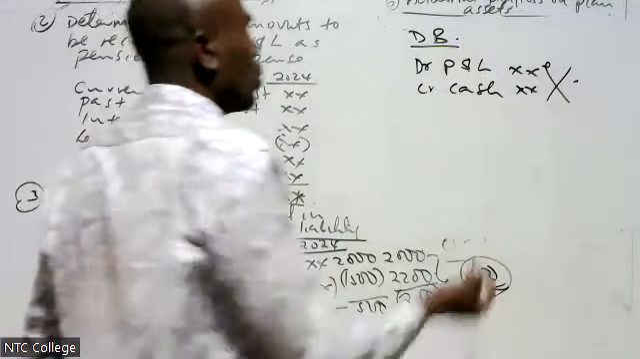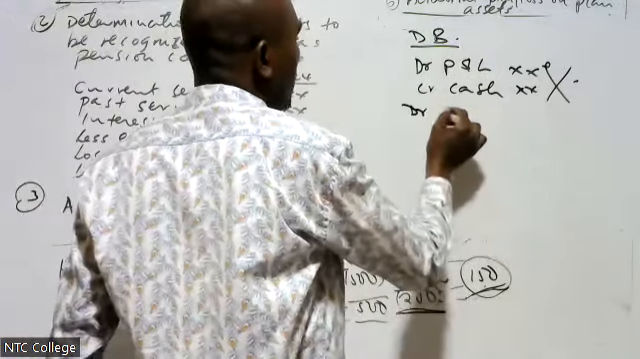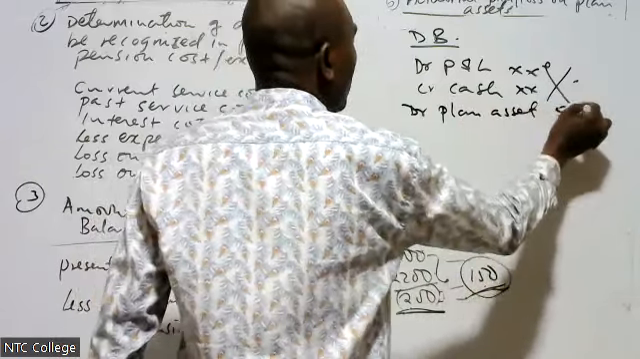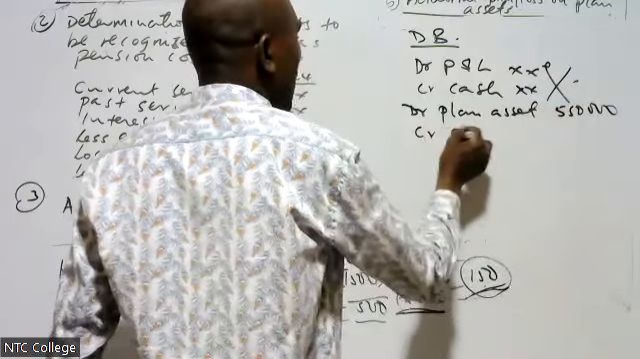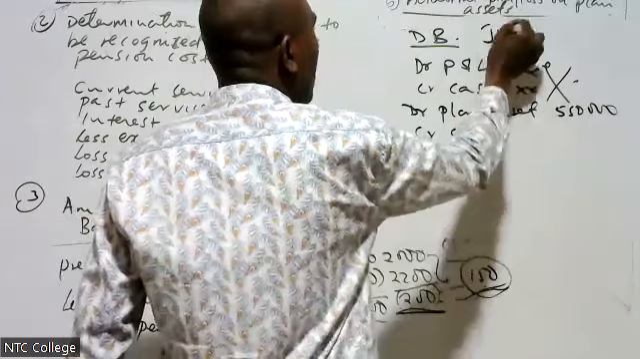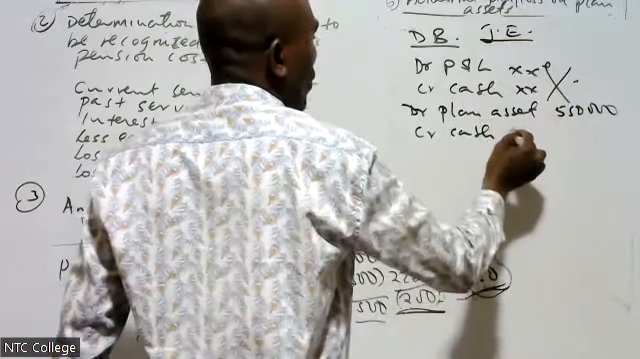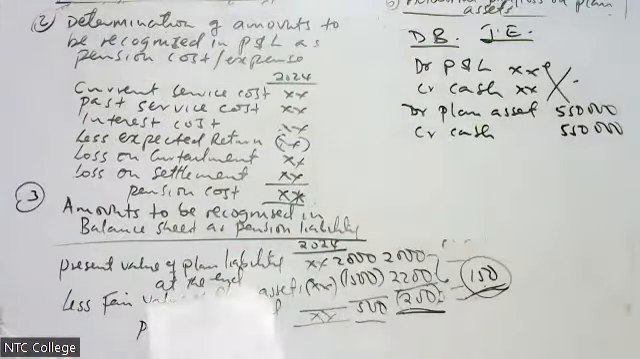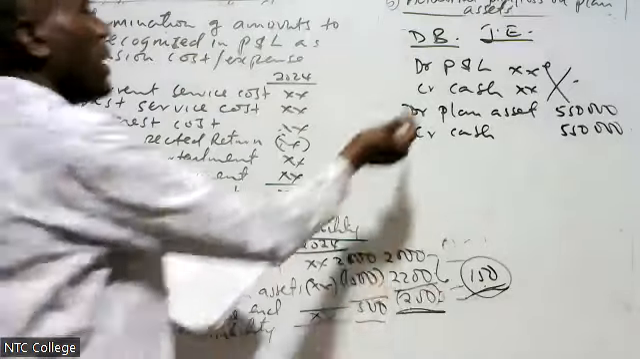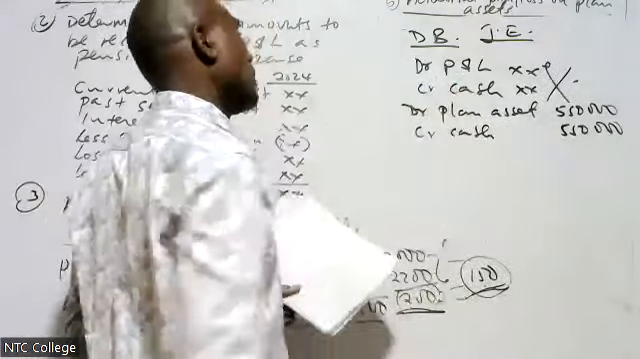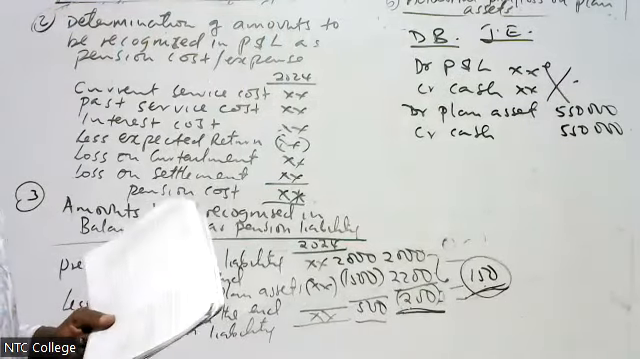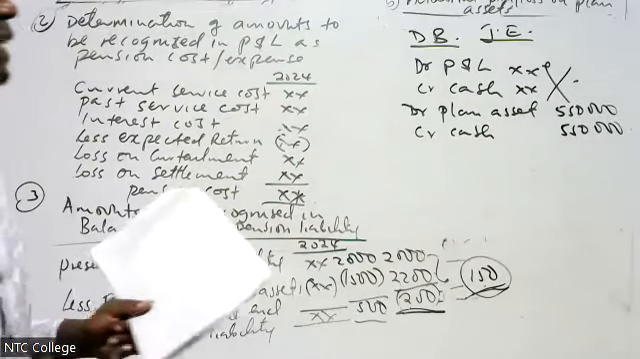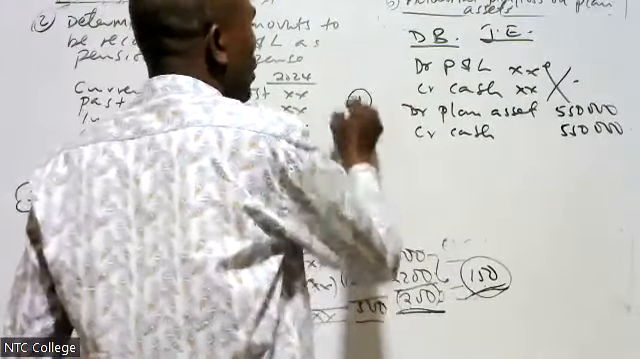Under a DB scheme, when you make the contribution, you debit plan asset with 550. Then you credit cash with 550. I'm giving you journal entries in this question. That is what you are required to do. But what this accountant did was debit P&L and credit cash. This was wrong. Therefore, the examiner wanted to show you those journal entries. That is journal entry number 1, on contribution.